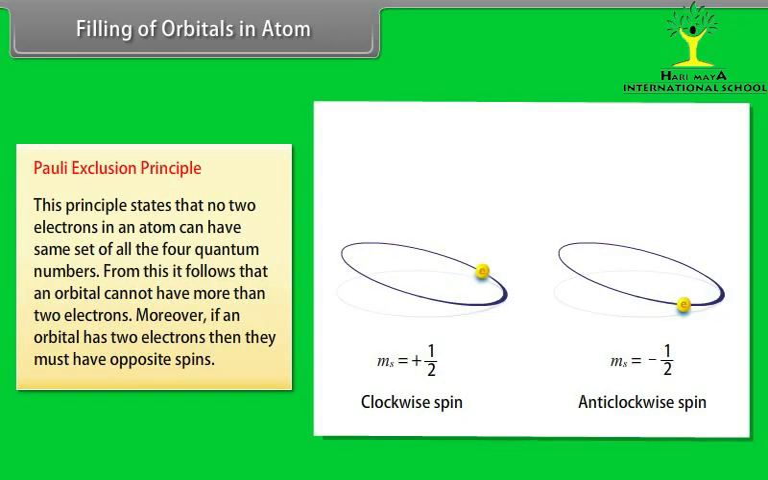Pauli's exclusion principle. This principle states that no two electrons in an atom can have the same set of all the four quantum numbers. From this, it follows that an orbital cannot have more than two electrons. Moreover, if an orbital has two electrons, then they must have opposite spins.